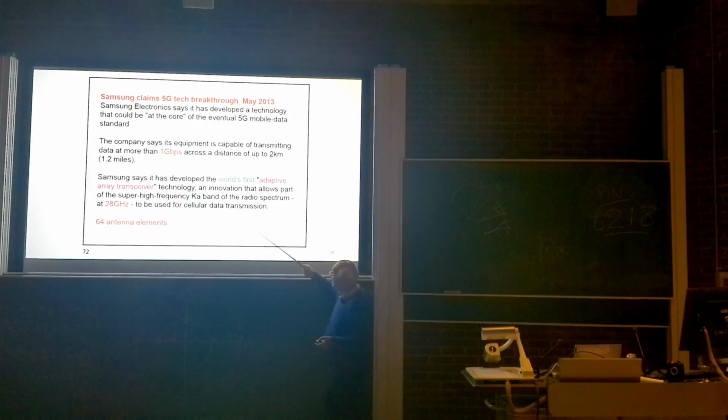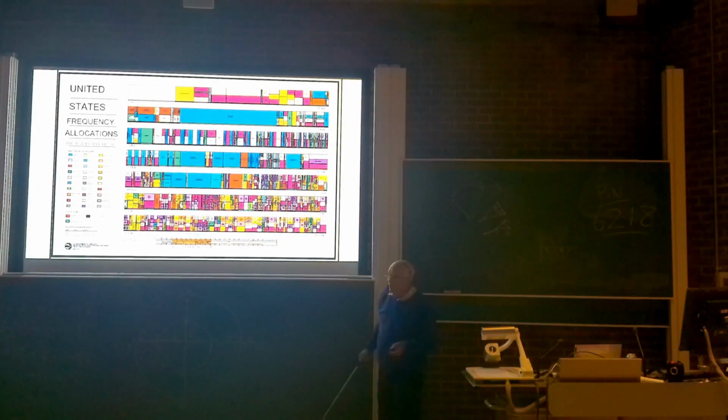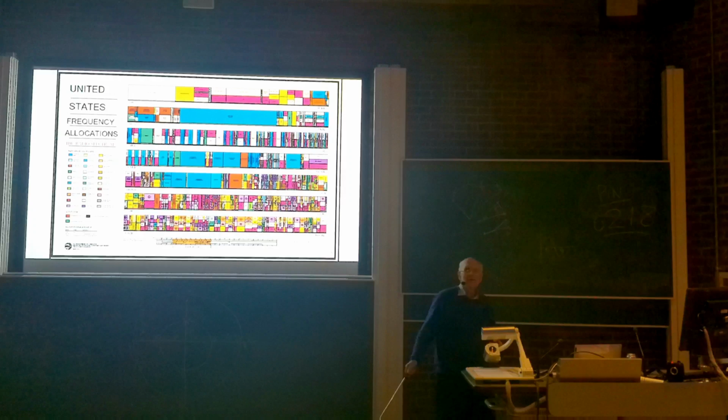This is what you have to do to get up to the higher band of 28 gigahertz, which I mentioned, the millimeter wave band. And look, it hasn't got one simple antenna, it's got 64 antenna elements, which you can do, obviously, because the wavelength is so much shorter. Higher data rates. Well, here's the problem, part of the problem.